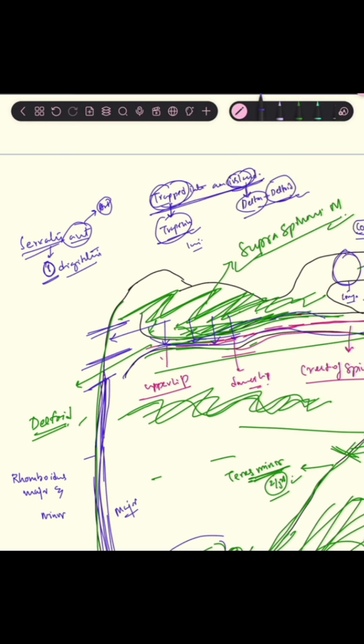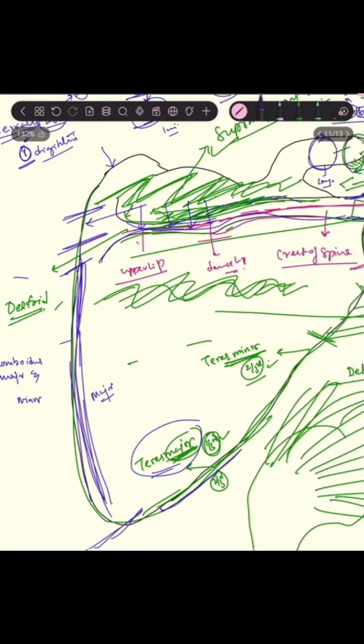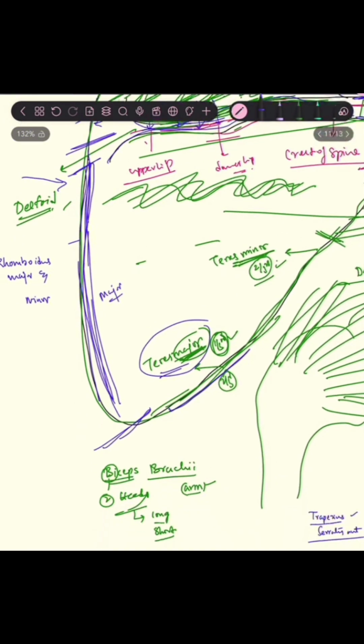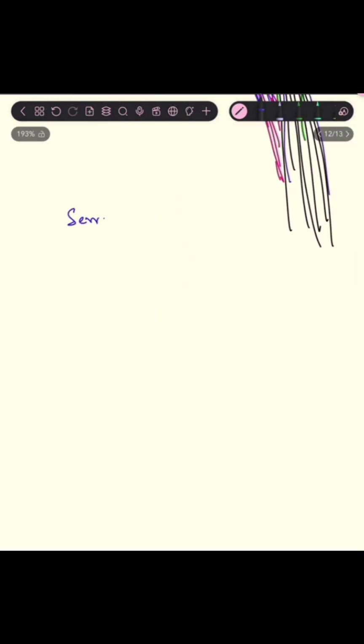When the serratus anterior muscle is inserting into the scapula, it will be getting inserted like 8 digitations. The first digitation will be at the superior angle. The second digitation will be at the medial border, and 5 digitations will be at the inferior angle. Okay. The serratus anterior muscle.